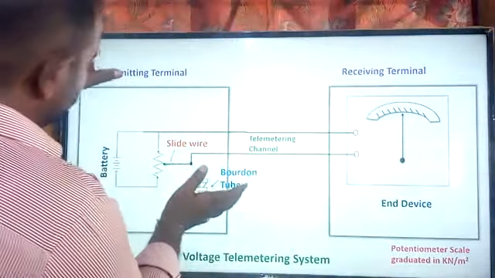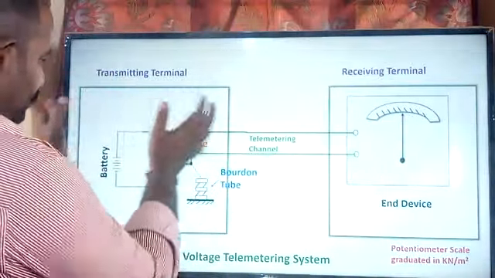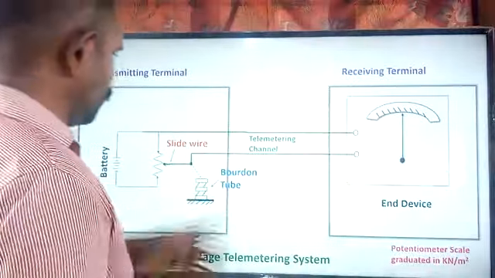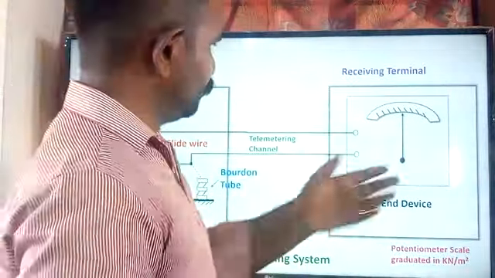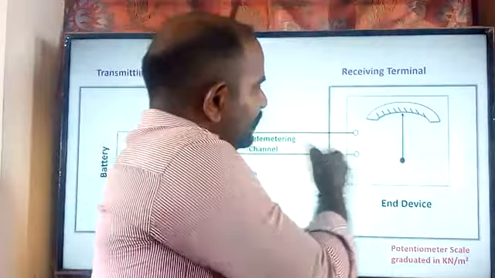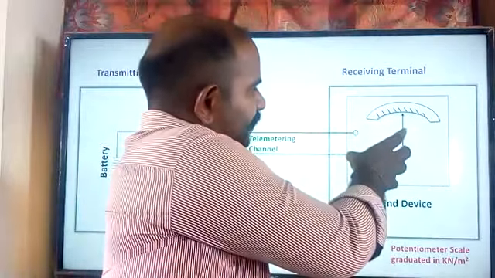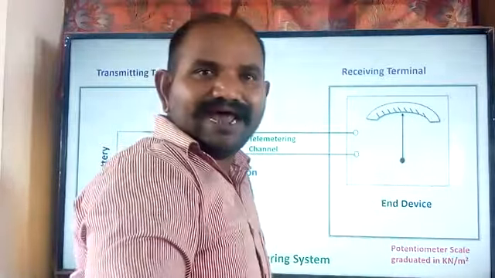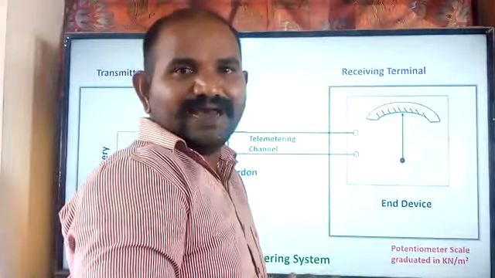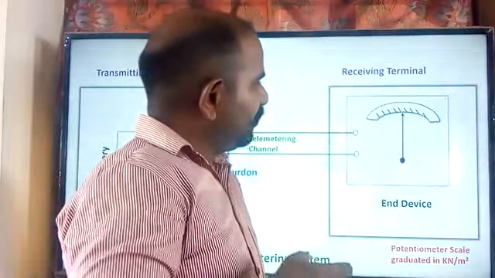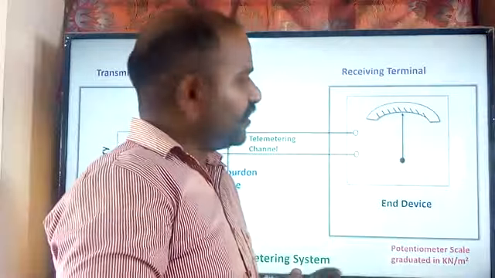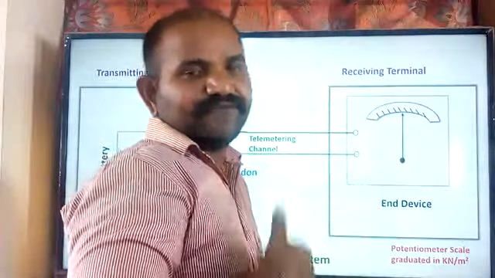So this is the area where we are measuring. We are measuring the pressure using the Bourdon tube. Let me go to the end device. What do we have in the end device? In the end device, I am going to use a null balanced DC potentiometer, which receives the information in terms of voltage.